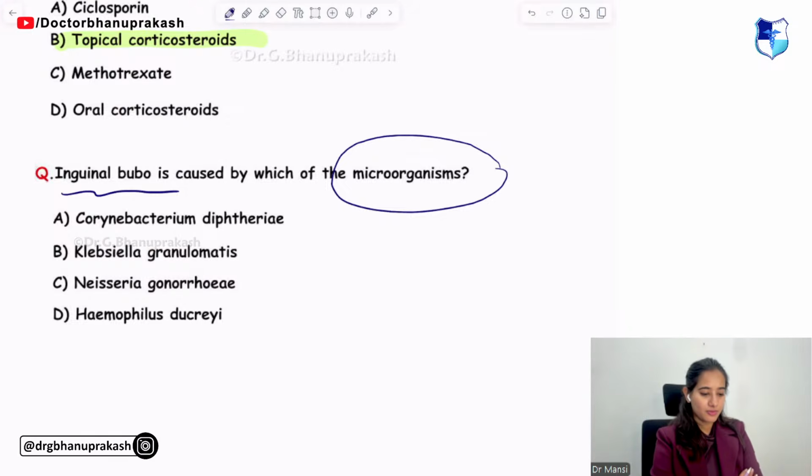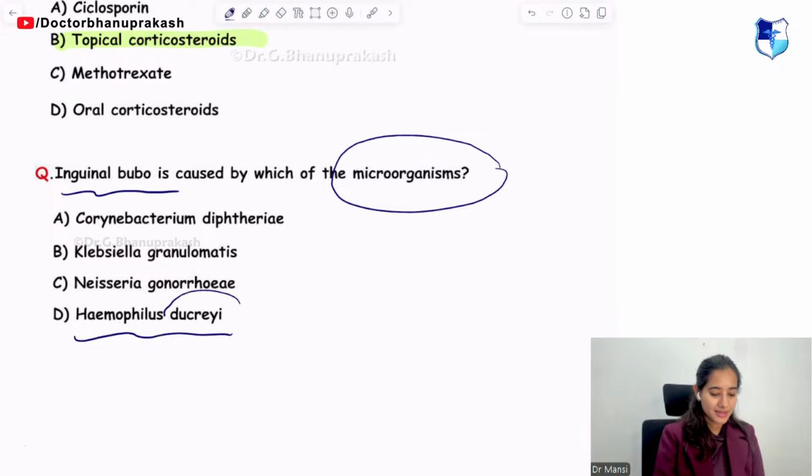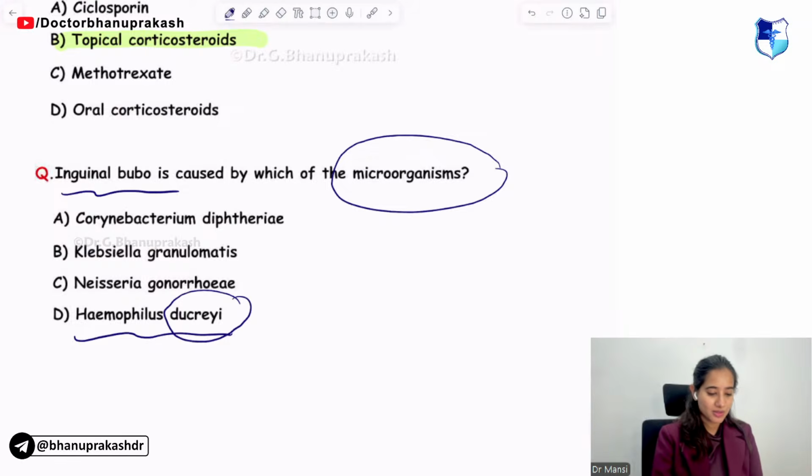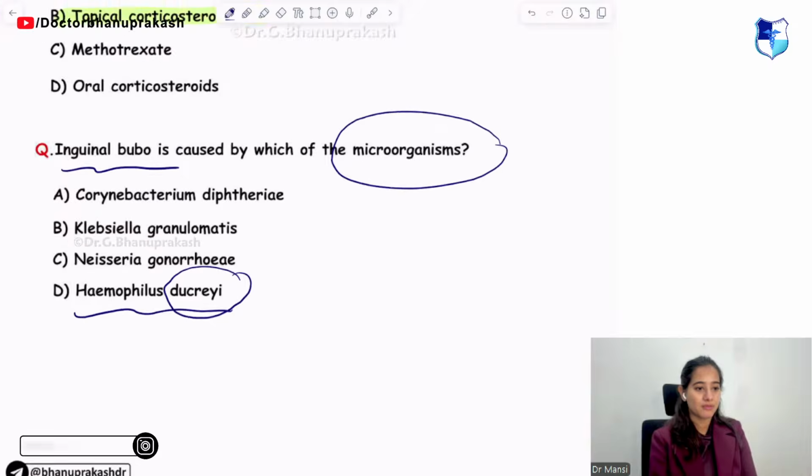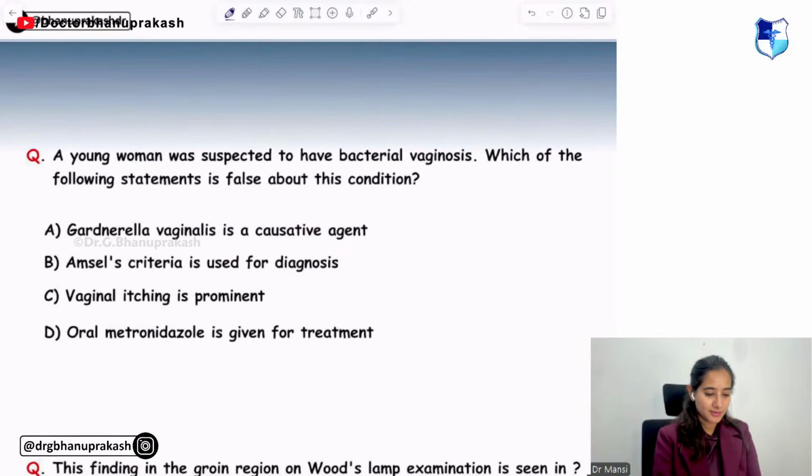So look for the painful bubo. I don't know how your name has to be pronounced correctly, but yes, you are right. It's Haemophilus ducreyi. I said ducreyi two times, okay, because there's a painful bubo also which is there.